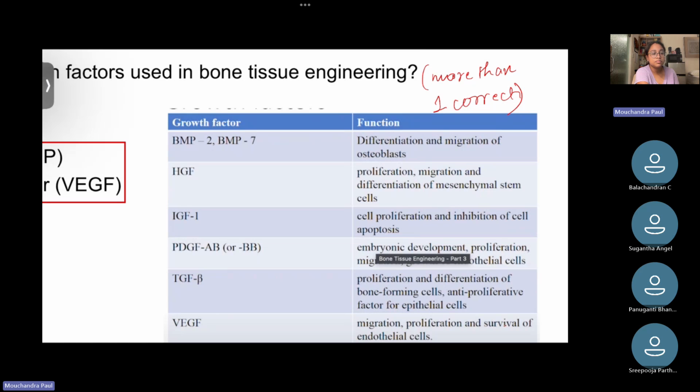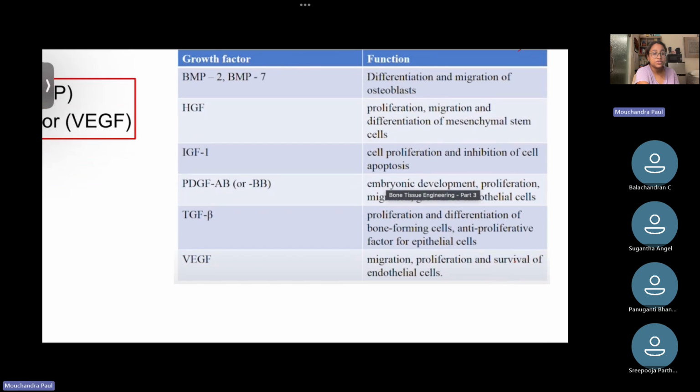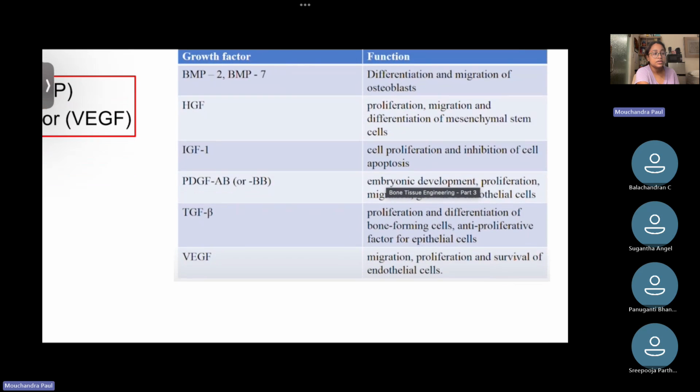So BMPs exist in BMP2, BMP7. So these are the different variants of BMP. Then VEGF, that is vascular endothelial growth factor. So that is a factor responsible for enhancing the functions of endothelial cells. So it can cause the endothelial cells to migrate, proliferate, and function better within your scaffold. So that is why these two are used when our goal is to promote osteogenesis as well as vascularization through our scaffold. So we can use these two factors.